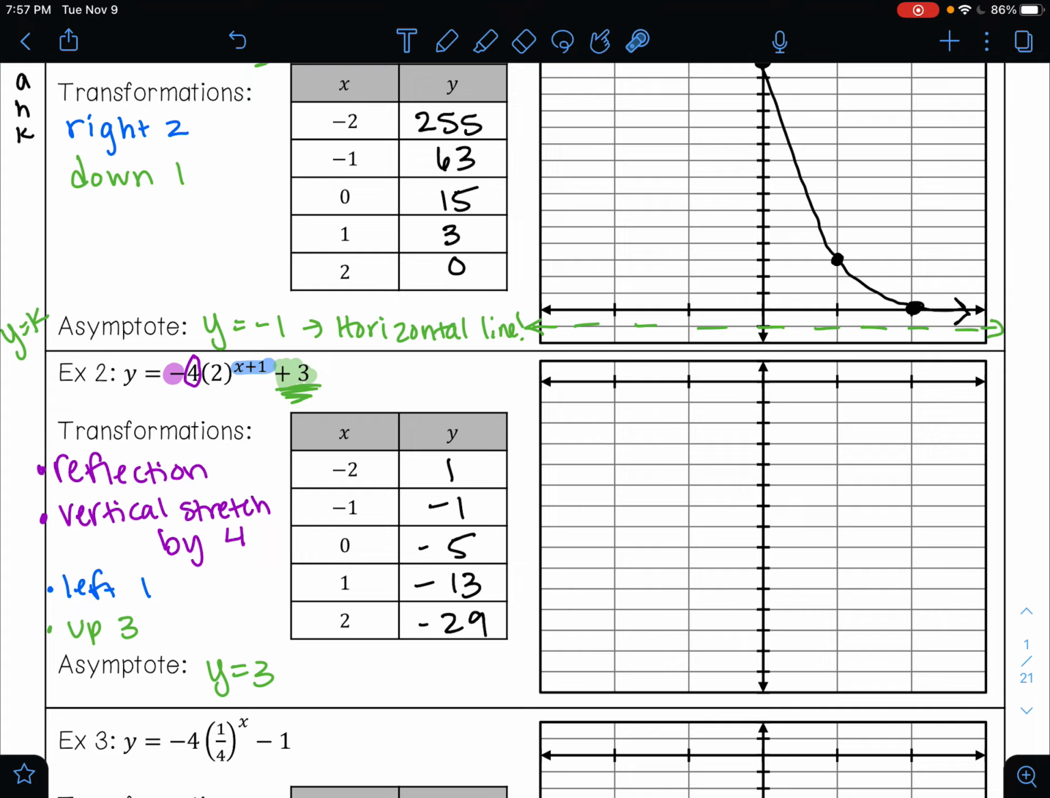My asymptote is going to be at y equals 3. So go ahead and make sure you graph that asymptote. For me, that's going to be off my graph. But when you have your graph that is fixed, you will just go to 3.